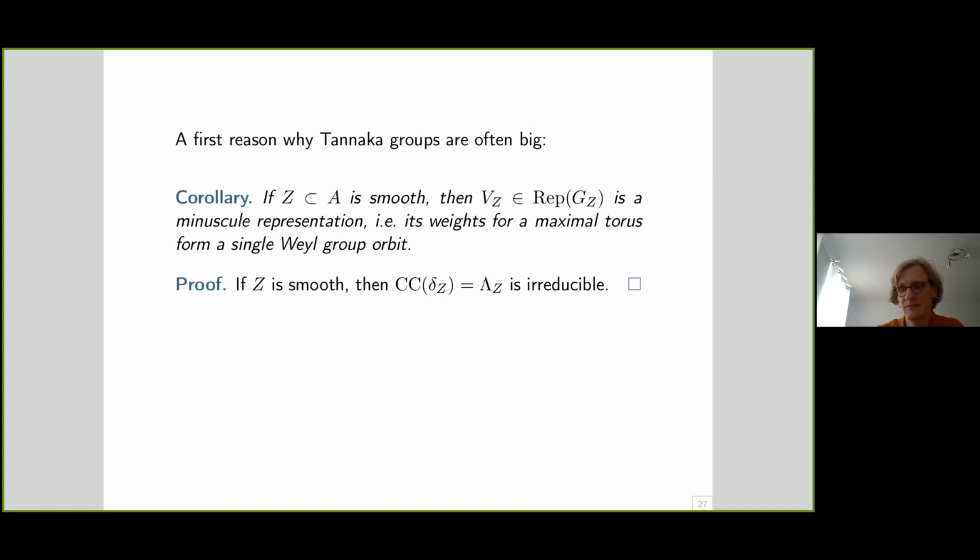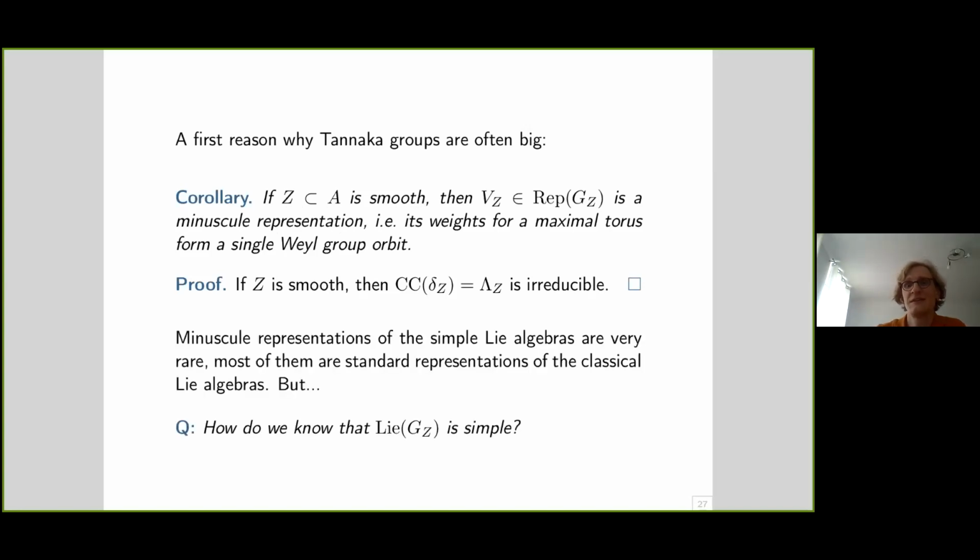And as big as possible, I'm saying, because minuscule representations of the simple Lie algebras are well known, and this is a very small list of them, so they are very special, and essentially they are only the standard representations of the classical Lie algebras, plus a few extra cases which you then have to treat by hand.